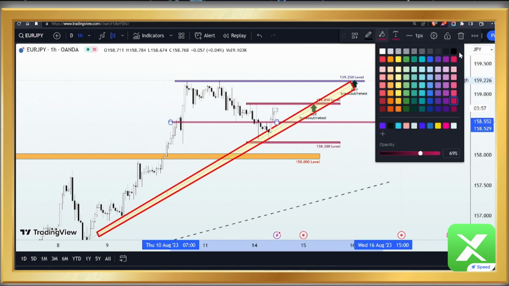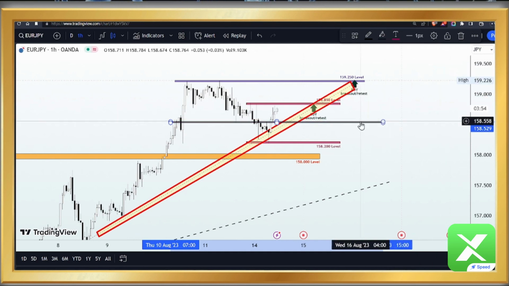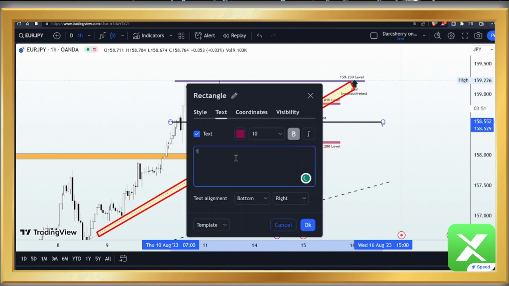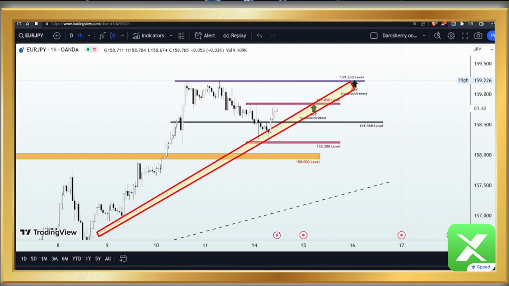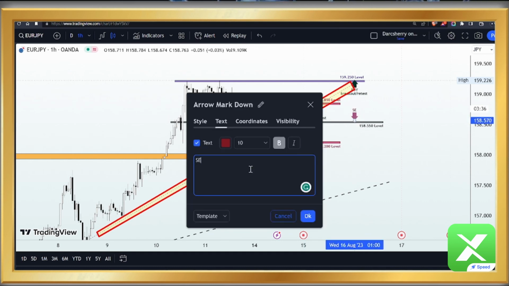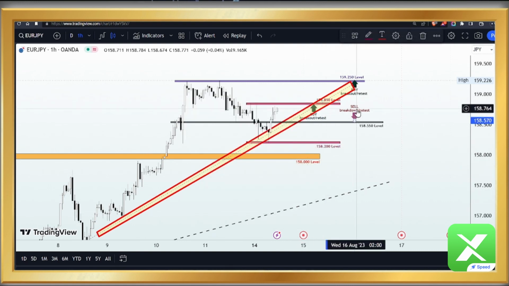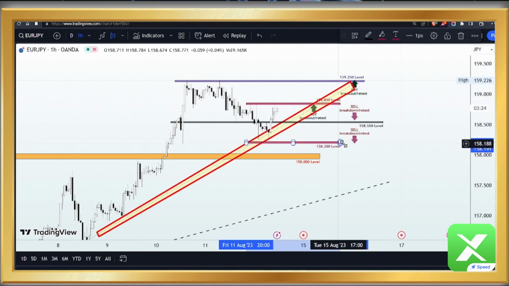So I'll give this a darker color. So let's have this like this. So we name it 158.550. So we'll give it a dark color too. So this is what we are going to be using to guide any selling opportunities in this market. So breakdown retest of the 158.550 will welcome selling opportunities. And if price action goes on to break down the support line at the 158.200, we'll be adding more position to our existing trade.